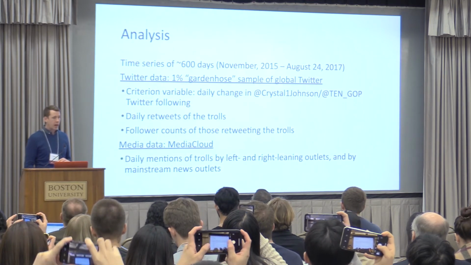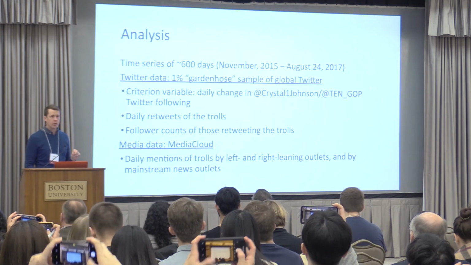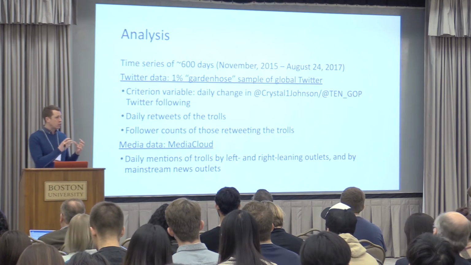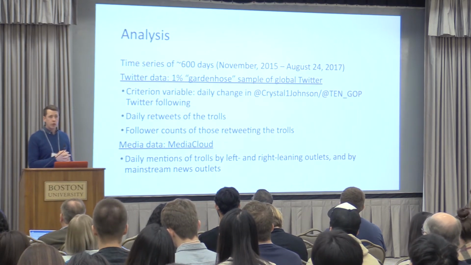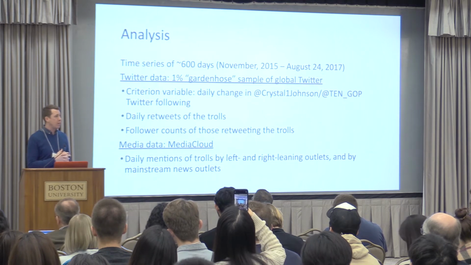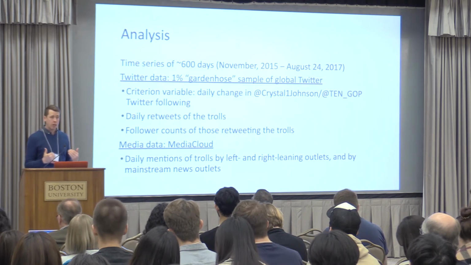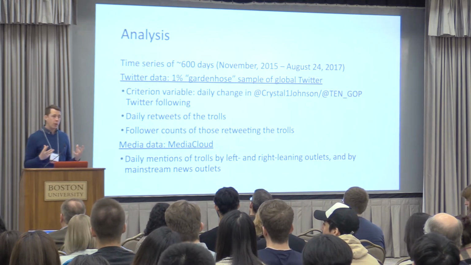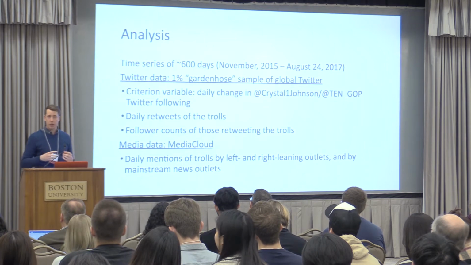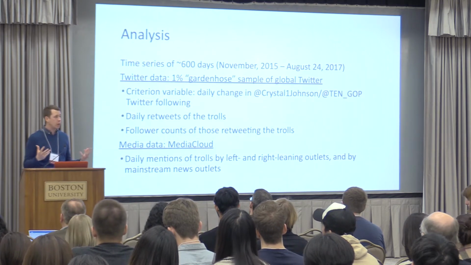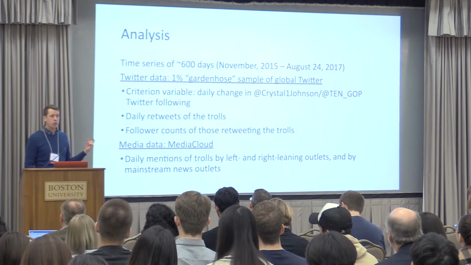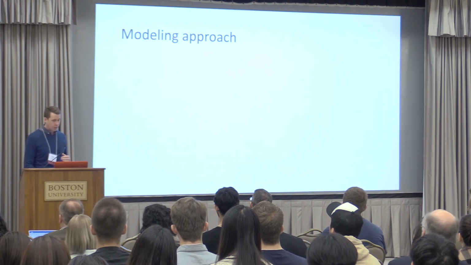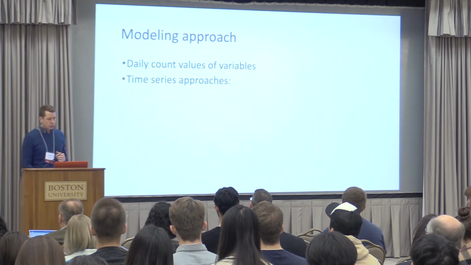Then we drew from Media Cloud daily mentions of the accounts by left-leaning outlets, right-leaning outlets, and mainstream or centrist news media outlets. So one of the things that was interesting about these troll accounts is they actually got mentioned a fair number of times in news media, in the Washington Post, in many other kinds of outlets. So in that way, they were often drawn on as examples of either extremist speech or just to represent public opinion on Twitter. We can collect those and include those in our model as likely predictors of follower growth.